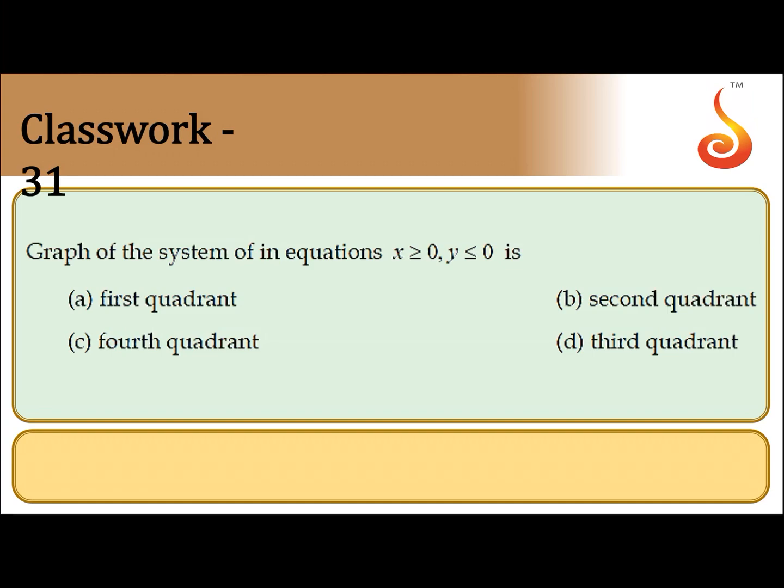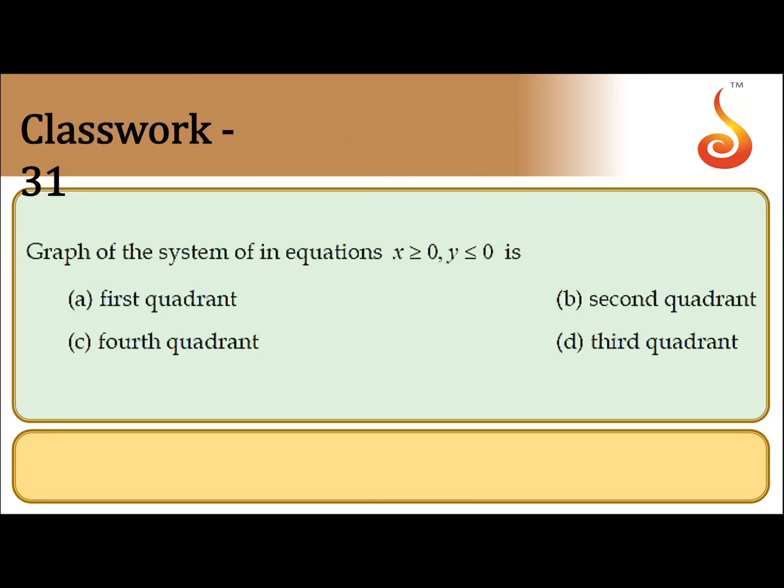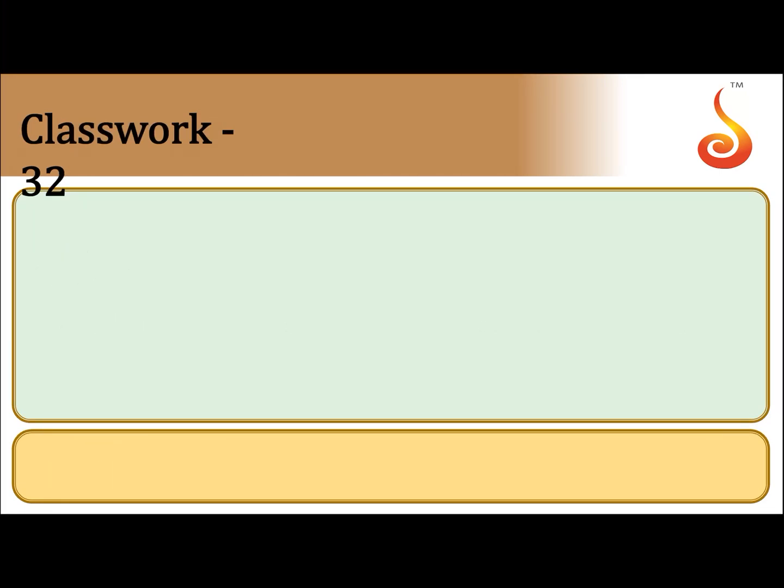Coming to the second one, the graph of the system of n equations. So x greater than or equal to 0, that is right side, and y is less than or equal to 0. Less than or equal to 0 means to the bottom side. So the common portion is nothing but actually Q4. It is the fourth quadrant. C is answer.